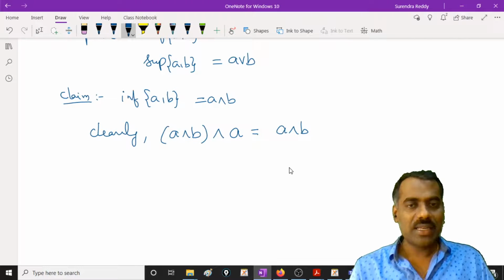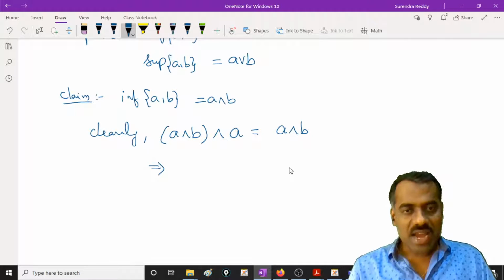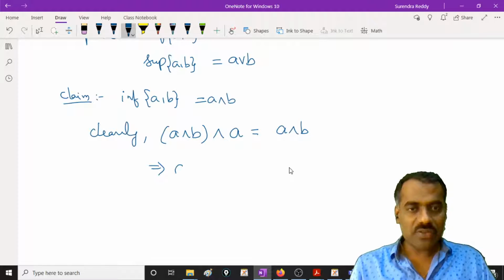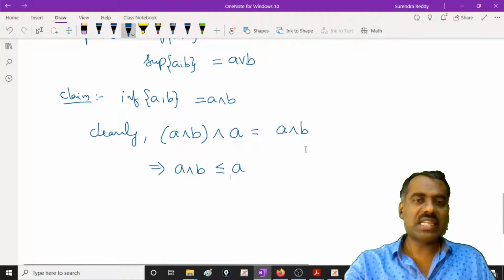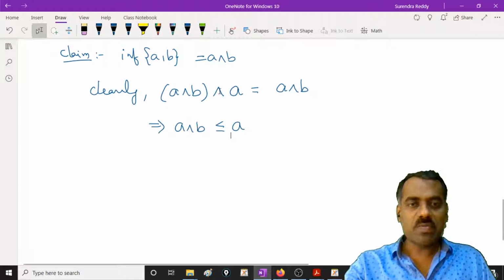Are you following? This implies when I am trying to meet these two elements, I am getting this one. That shows that what is the smaller one? A meet B is less than or equal to A. Is this clear? When we try to meet with this, we are getting this element. So therefore this.